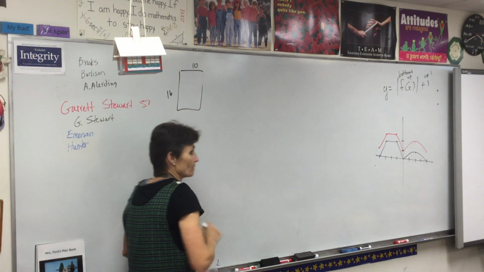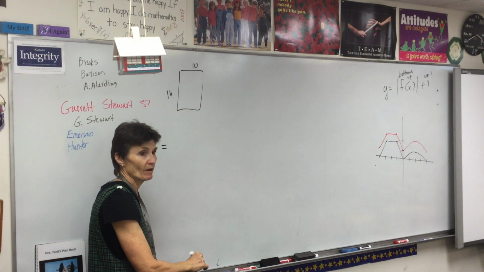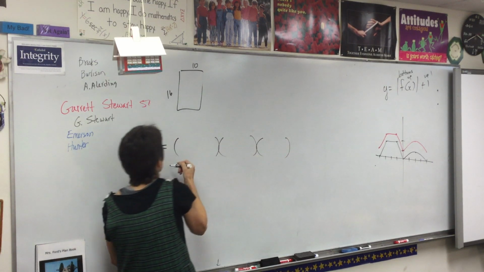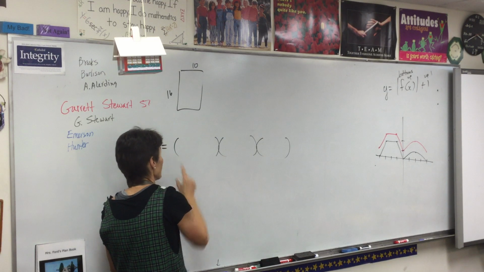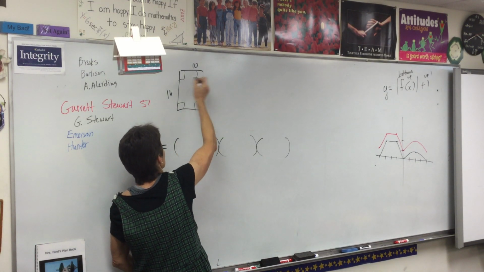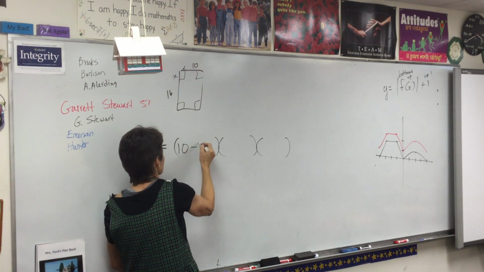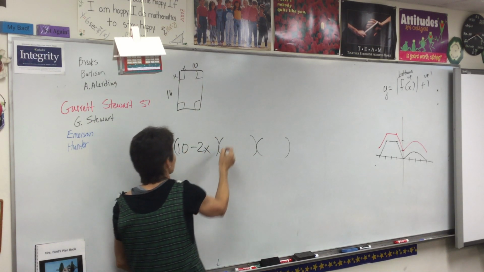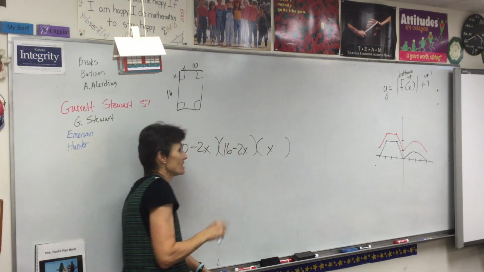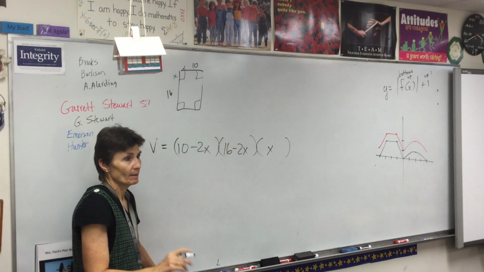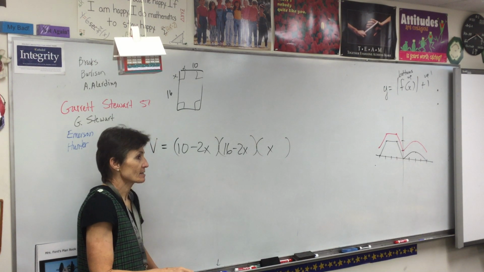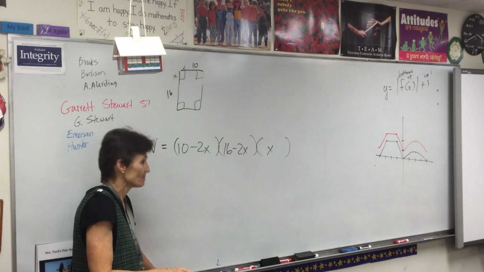So what's our volume? What's our equation for volume? Volume equals? Well, length times width times height, but what is it going to be specific to this problem where we have cut out corners? 10 minus 2x, 16 minus 2x, x. The equation for the volume is always dimension minus 2x, dimension minus 2x times x.